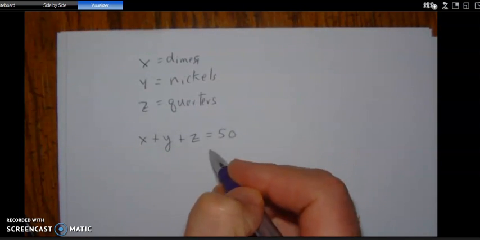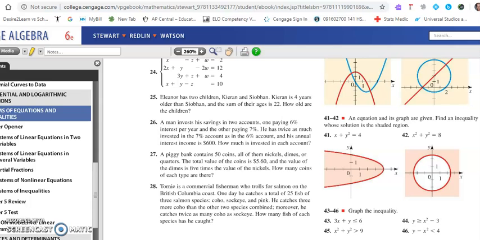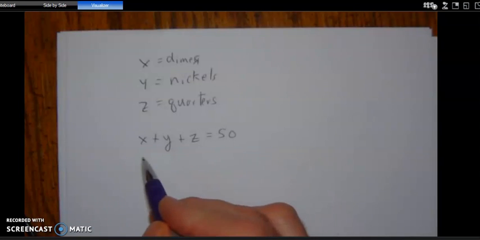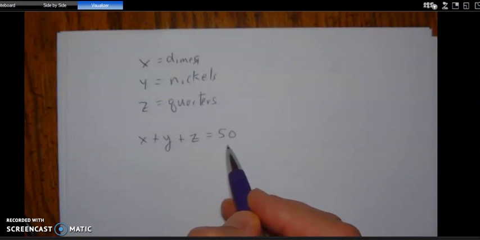And so the equations we're looking for would be x plus y plus z is equal to 50. They tell me that there's a piggy bank that contains 50 coins, nickels, dimes, and quarters. So what that means is that x plus y plus z equals 50.